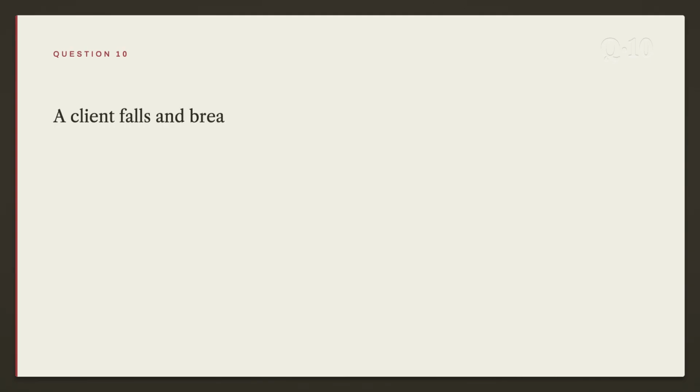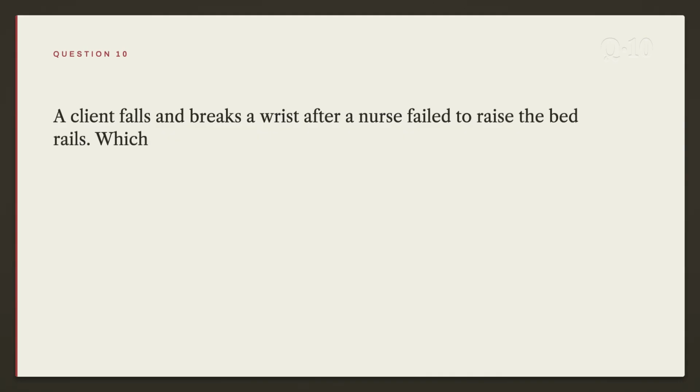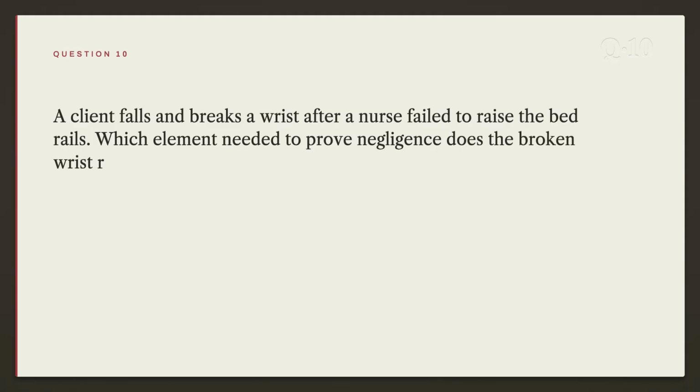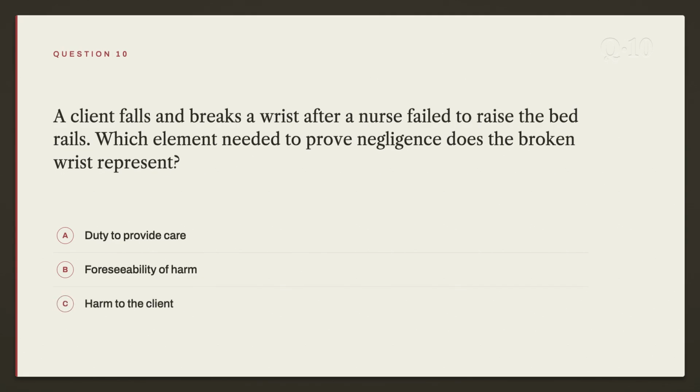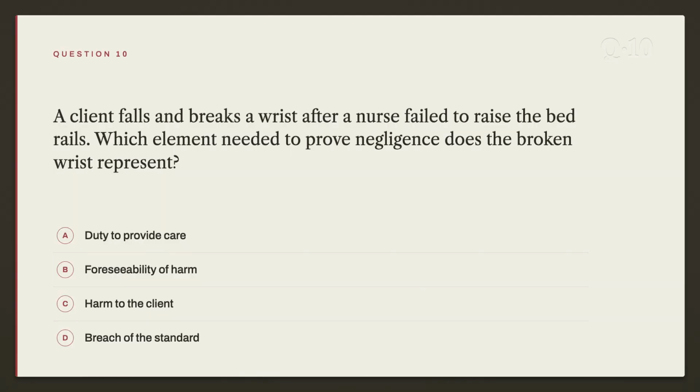Question 10. A client falls and breaks a wrist after a nurse failed to raise the bed rails. Which element needed to prove negligence does the broken wrist represent? Your options are A. Duty to provide care, B. Foreseeability of harm, C. Harm to the client, D. Breach of the standard. Take a second. Which answer would you pick?